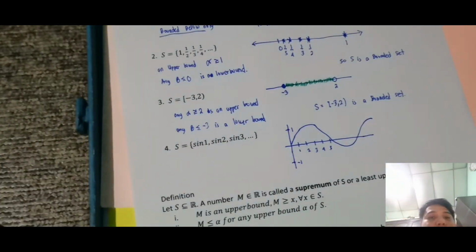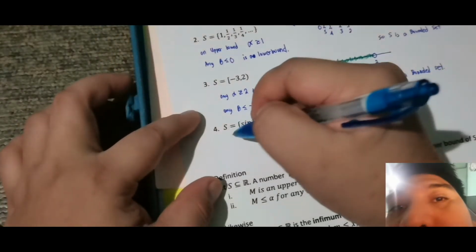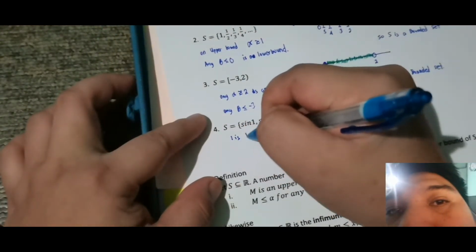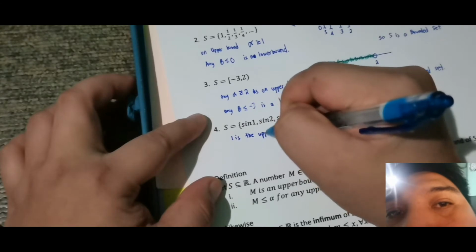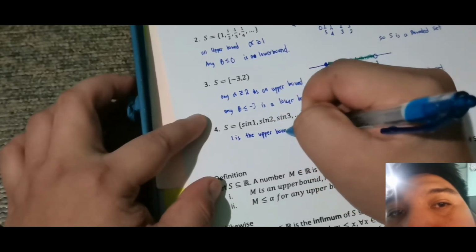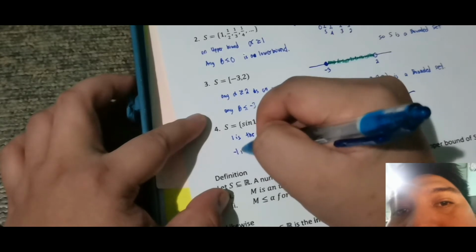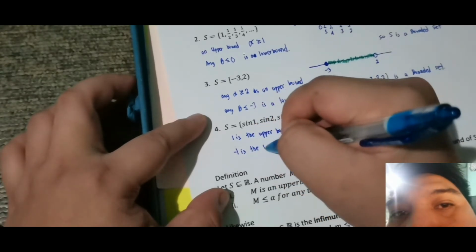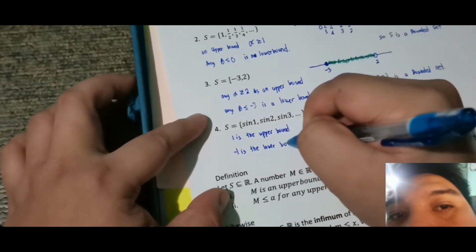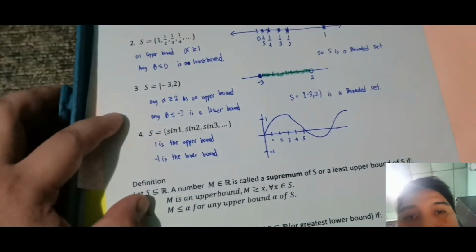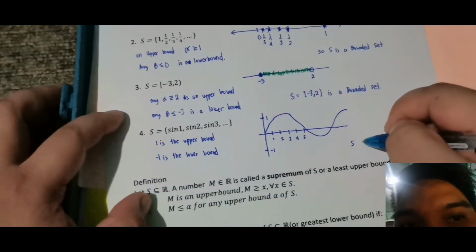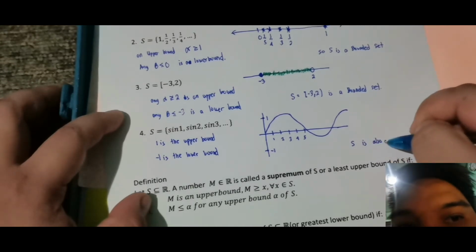That simple, okay. So the values of its upper bound, so what is its upper bound? Its upper bound is only one. It will no longer go higher. Remember, its upper bound will no longer rise, it's only one, just 1. So 1 is the upper bound. Okay, negative 1 is the lower bound. Okay, then note that S is also a bounded set.